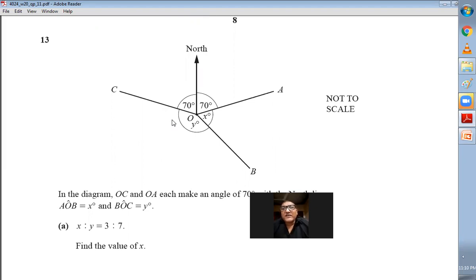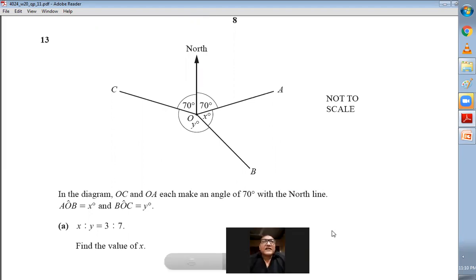So X plus Y will be equal to 360 minus 140. He says in the diagram, OC and OM each make an angle of 70 degrees with the north. Angle AOB is X and angle BOC is Y. The ratio X to Y is equal to 3:7. Find the value of X.